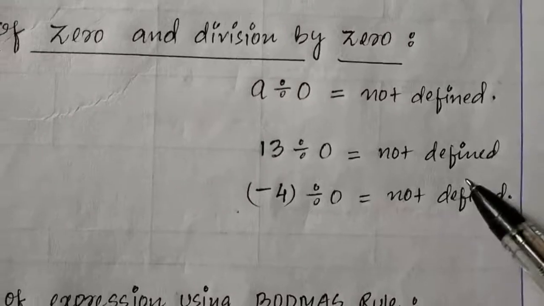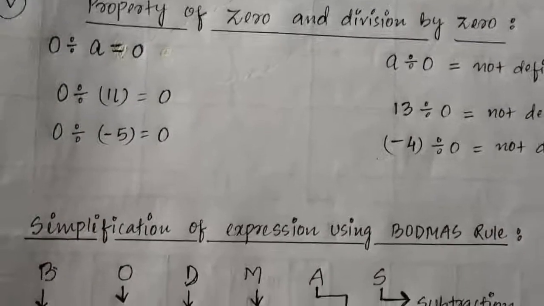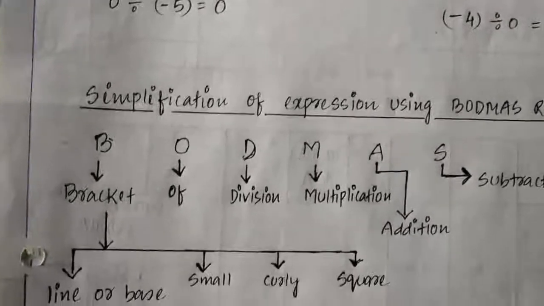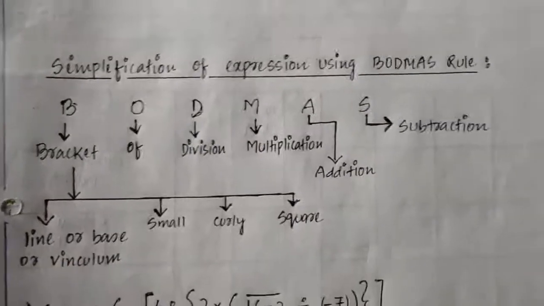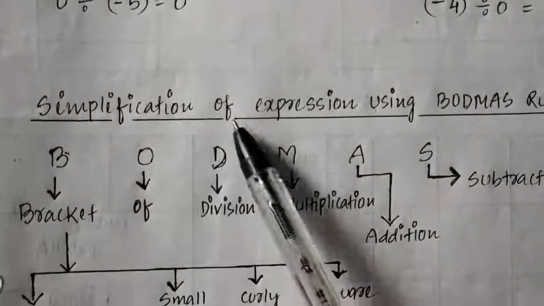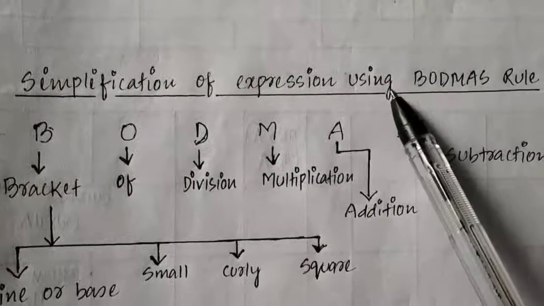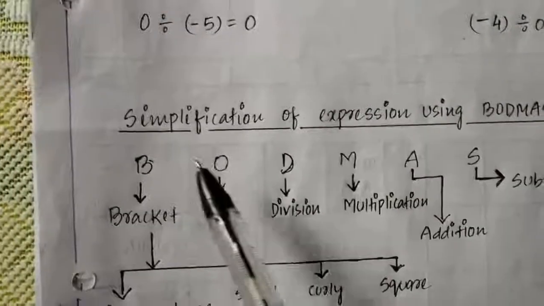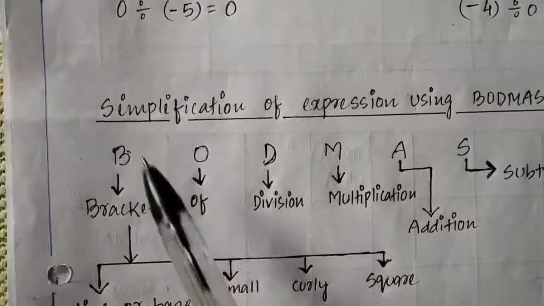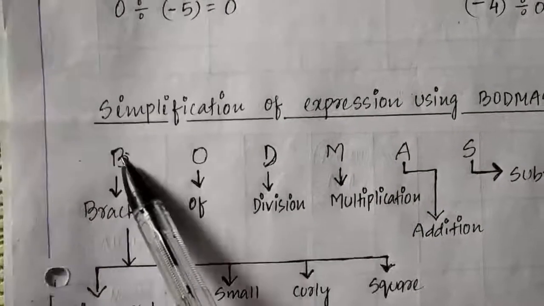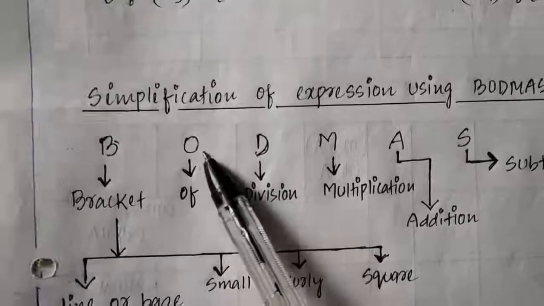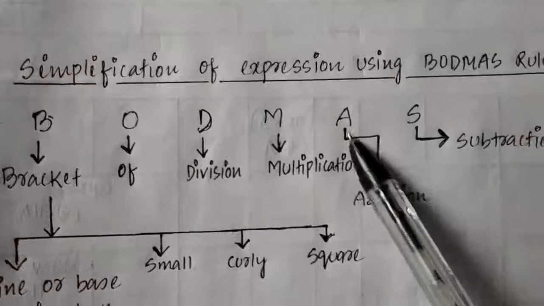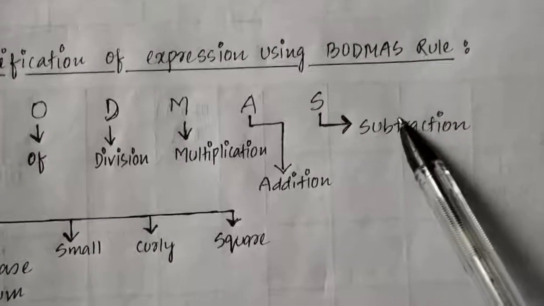That is meaningless. Now we will see how we can simplify an expression by using a certain rule that is known as the BODMAS rule. Okay, so here is the simplification of expressions by using the BODMAS rule. First of all, we will see what this BODMAS rule is. In the BODMAS rule, each letter represents an operation: B stands for bracket, O stands for of, D for division, M for multiplication, A for addition, and S for subtraction.